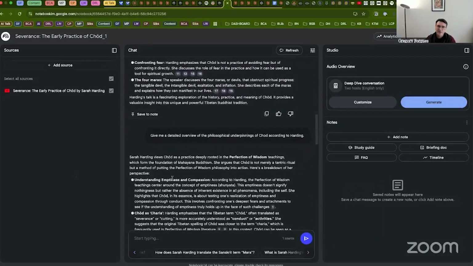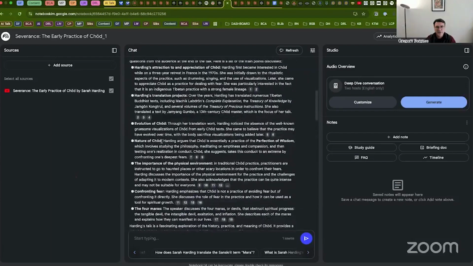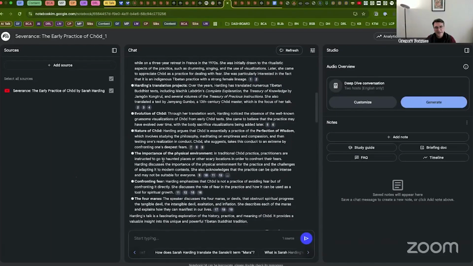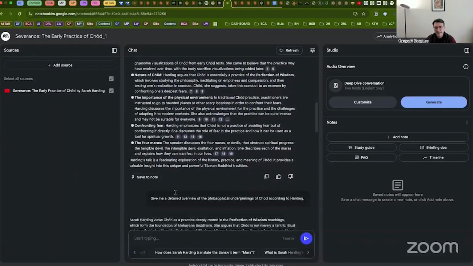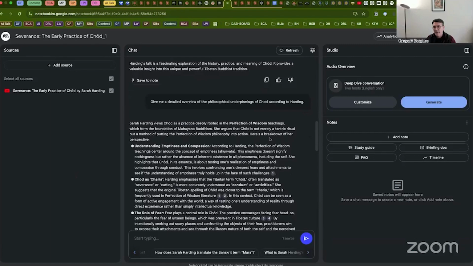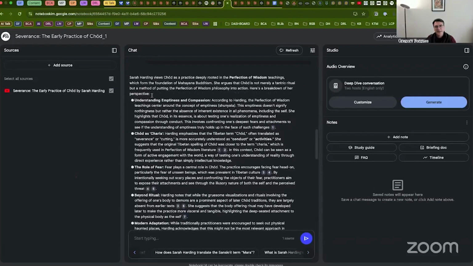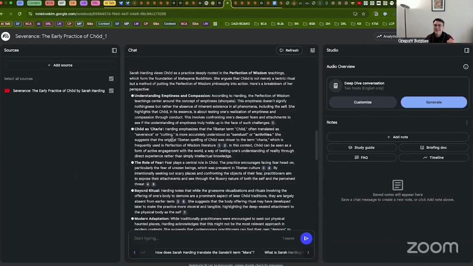And it's really giving you a wonderful overview, and then you can keep prompting. So like here, you see, I'm just asking for an overview first. So all the main sections of the talks are really there. And then we go with, give me a detailed overview of the philosophical underpinnings of Chan according to Harding. And the model goes with, okay, understanding emptiness and compassion, Chan and Chan's charya as conduct, which was a big point that Sarah made in her talk.